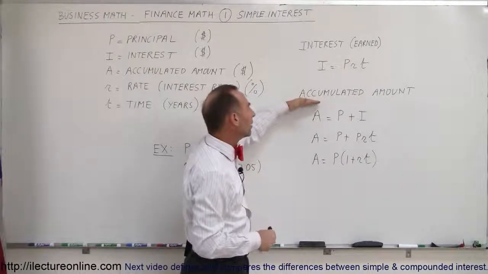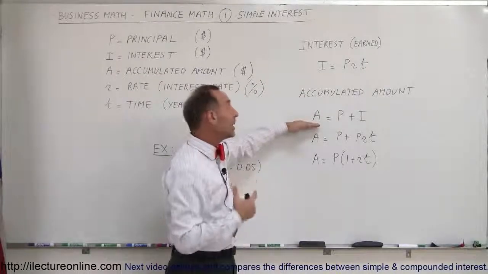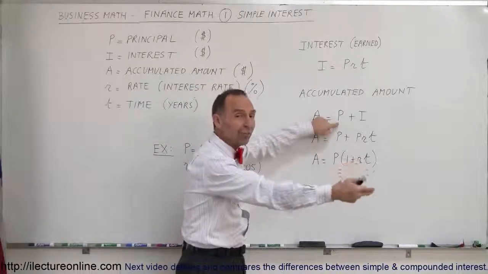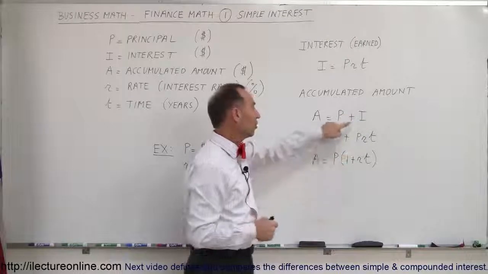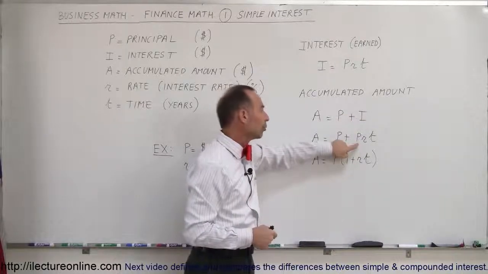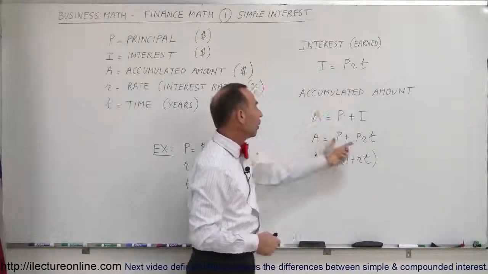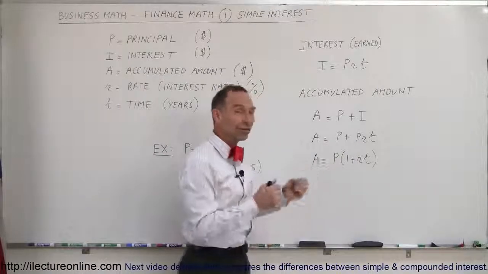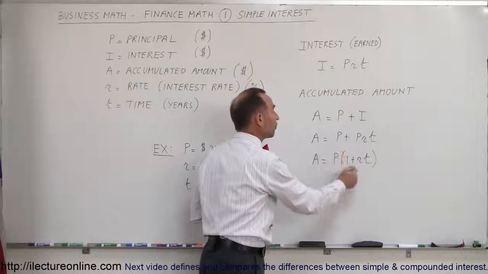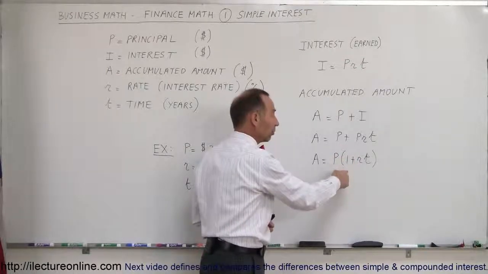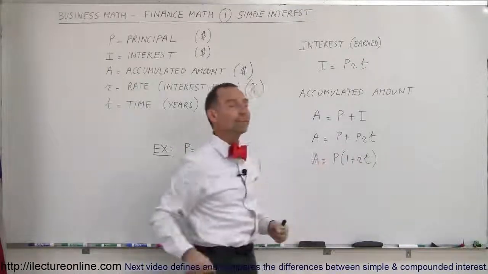The accumulated amount is the amount that you end up with at the end, which is equal to the principal you invested, which of course you'll get back, plus any interest that you earned. And since the interest that we earned is going to be equal to PRT from our definition, we can then factor out a P, the principal, so that means the accumulated amount will be the principal times the quantity, 1 for the initial principal, plus the rate times the time.